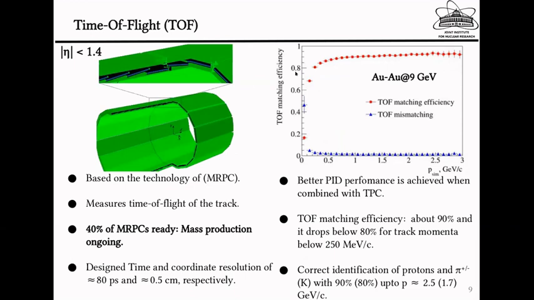Also, the TOF matching efficiency, which is overall around 90%, drops below 80% for momentum less than 250 MeV. Then, if you want a better PID performance of TOF, it is better to combine with TPC, and TPC plus TOF provides a very good PID performance as well as tracking.